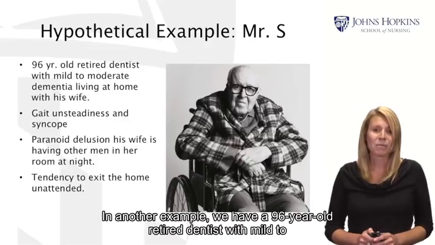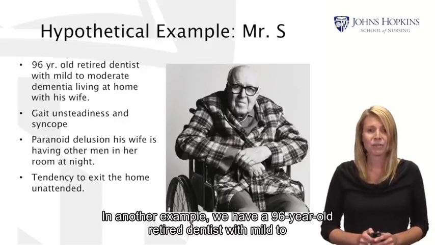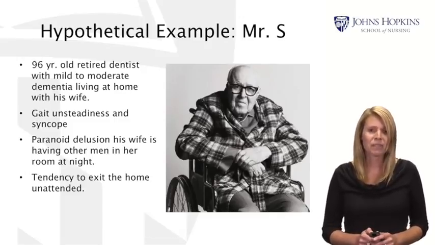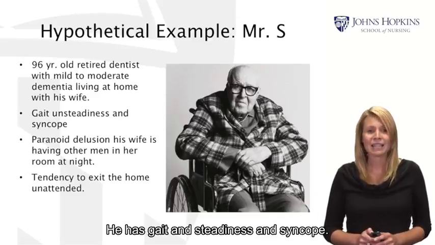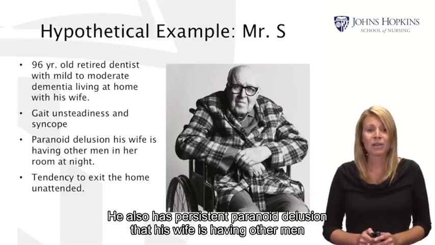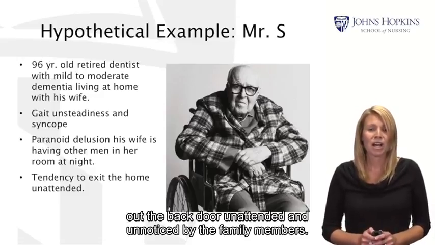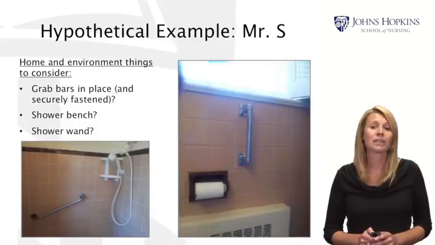In another example, we have a 96-year-old retired dentist with mild to moderate dementia who was living at home with his wife, who was also his caregiver. He has gait unsteadiness and syncope. He also has a persistent paranoid delusion that his wife is having other men in her room at night. He also has a tendency to kind of escape out the back door unattended and unnoticed by the family members.